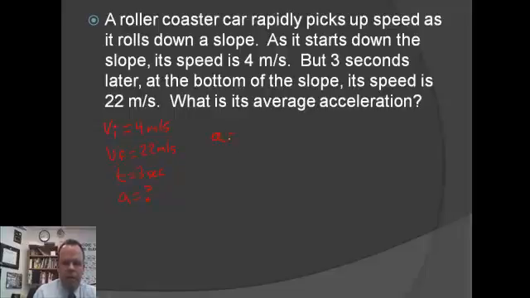Next, I would write the formula. Acceleration equals v final minus v initial over t. So our acceleration in this case, now start plugging in our values, 22 minus 4 over 3. So 22 minus 4, 18, divided by 3, and we get an acceleration of 6 meters per second squared.